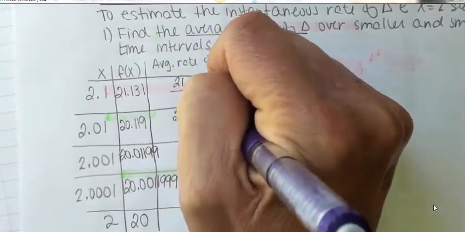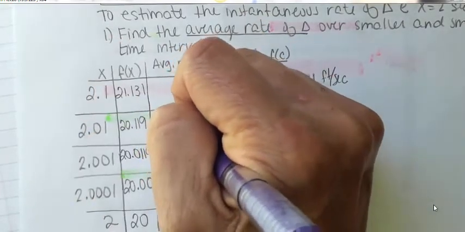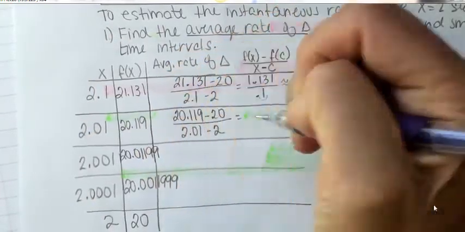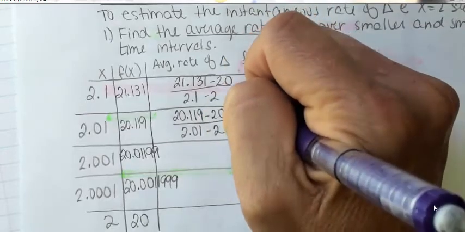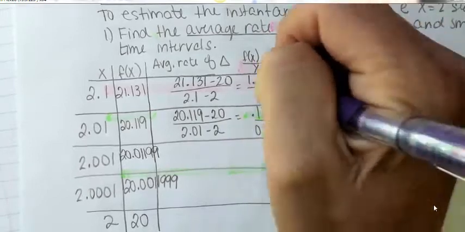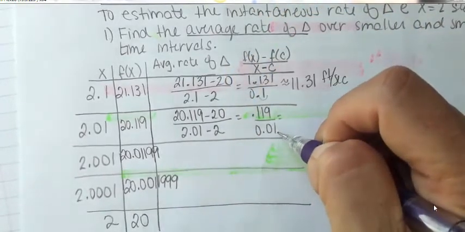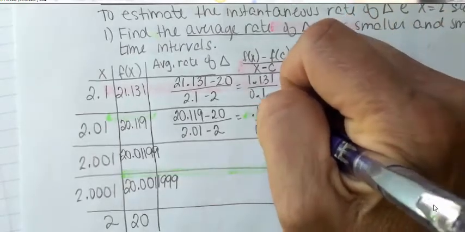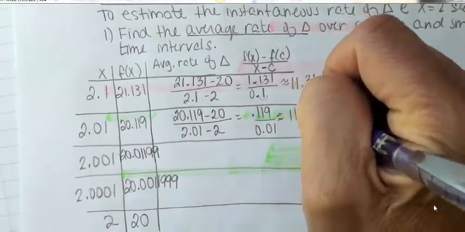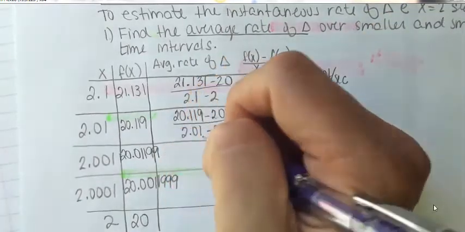So now I'll do 20.119 minus 20 over, and then the change in the x's, which is 2.01 minus 2. So I'm getting, let's see, 0.119 all over 0.01. Move my decimal over 2 places, so I just have a 1 in the denominator. So that's going to be approximately 11.9 feet per second. Okay, do this a couple more times.